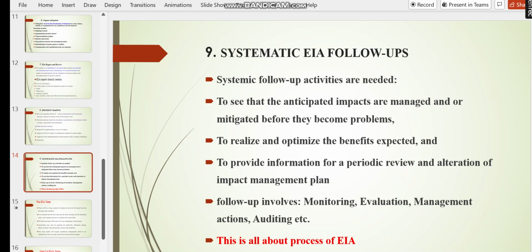The ninth step is systematic EIA follow-up. Systematic follow-up activities are needed to see that the anticipated impacts are managed and/or mitigated before they become problems, to realize and optimize the benefits expected, and to provide information for periodic review and alteration of the impact mitigation plan. Follow-up involves monitoring, evaluation, management action, auditing, etc.